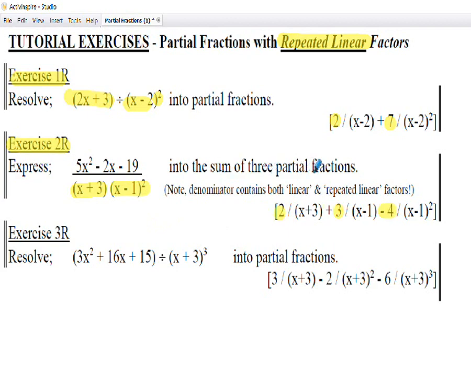And the final partial fraction to look at, for exercise 3R, you've actually got a cube term in the denominator, so your solution of partial fractions would be a over x plus 3 plus b over x plus 3 squared plus c over x plus 3 cubed, and the a, b and c are shown here.